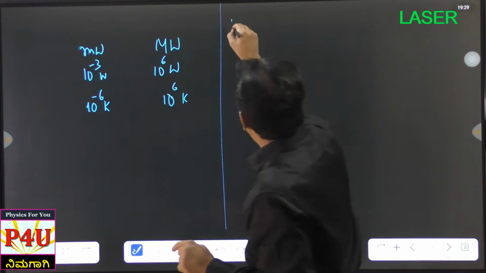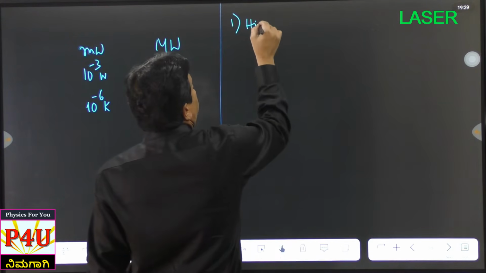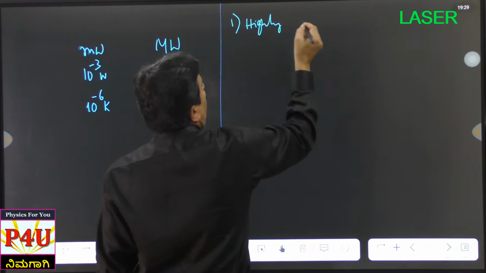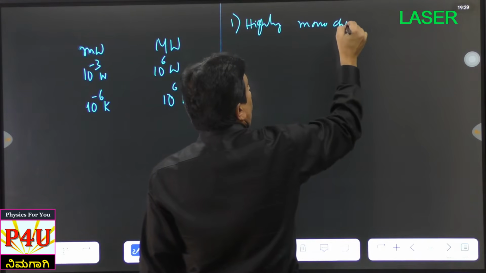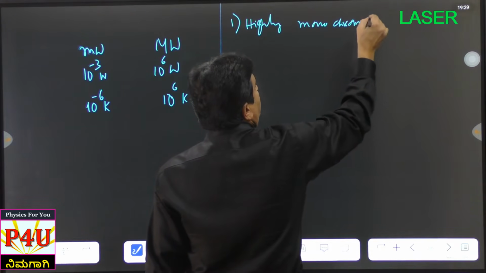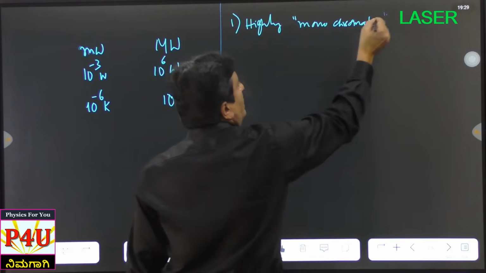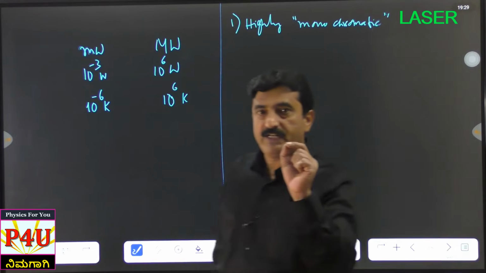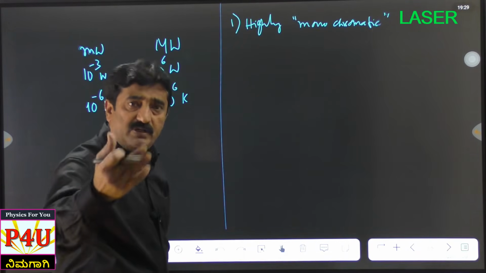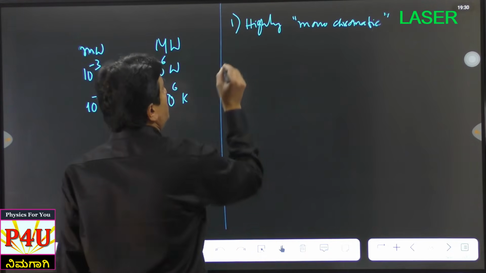First property, laser is highly monochromatic. Some of the terminologies I use are already known to you. For example, monochromatic. What is chromatic? Chromatic means color. Chromo means color. Mono means single color. Highly monochromatic means single wavelength. So that is first property. Of course we have even multichromatic lasers also, but monochromaticity is one of the speciality.